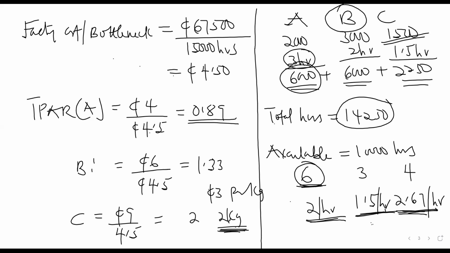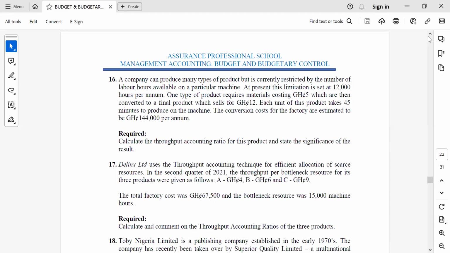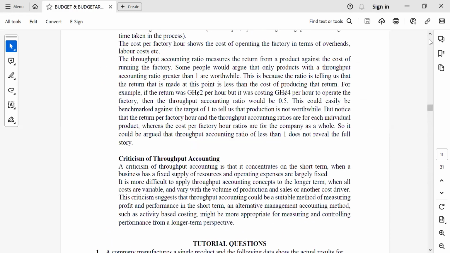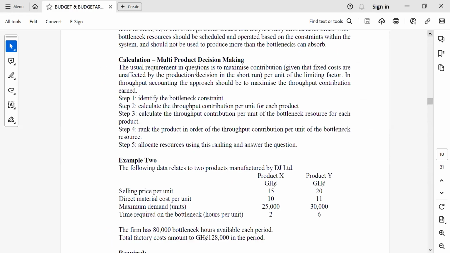So let's see if we can solve 2 questions on that and see how far we can go. Okay. So these things are not necessary. You identify the bottleneck constraint, which is the limiting factor. Calculate the throughput contribution per unit for each product. So we have calculated that. Then calculate the throughput contribution per unit of the bottleneck resource for each product. Something that we have done. Rank the products in order of the throughput contribution per unit of the bottleneck. Allocate resources using this ranking and answer the question. That's what we have done.